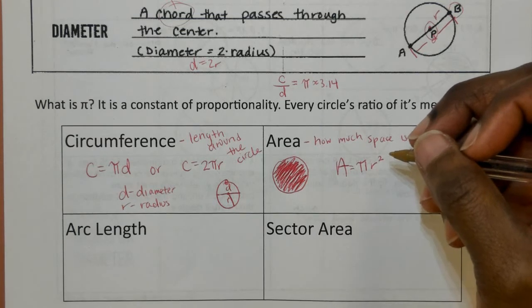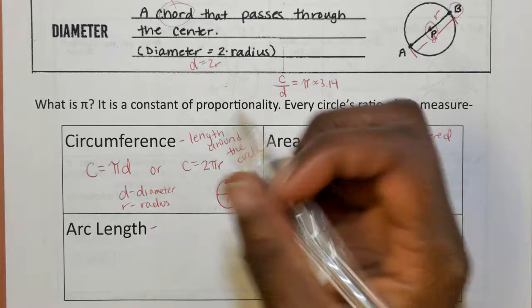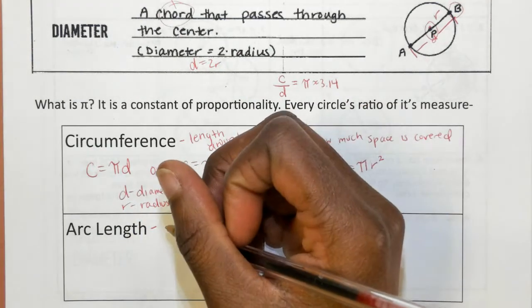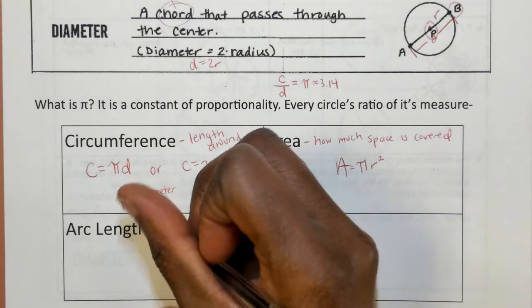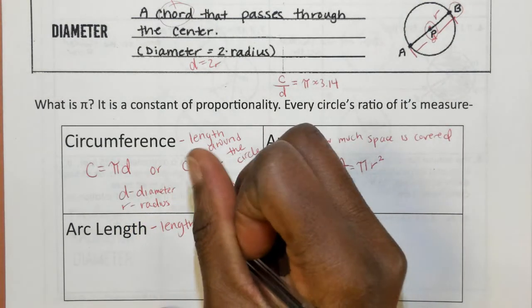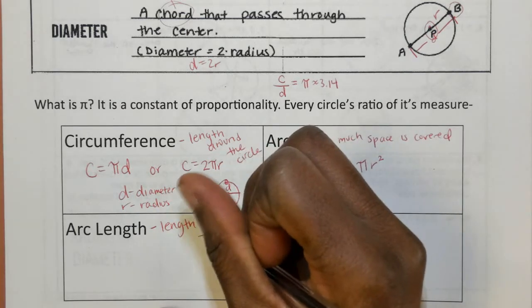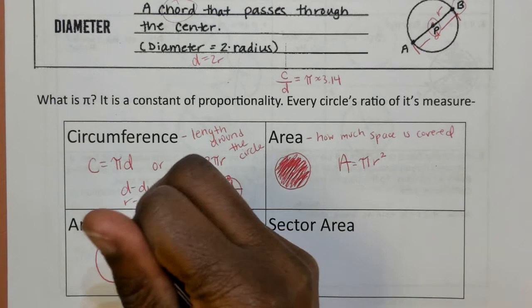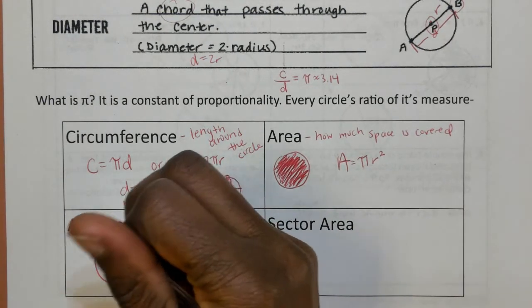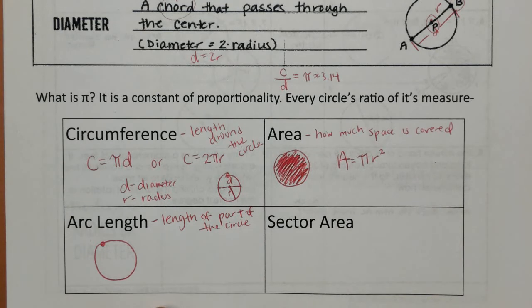Okay, and then arc length is a part of this. So arc length is the length of an arc. So it is the length of part of the circle. Okay, so let's say the circle's length from this point all the way around is, I don't know, 100 feet.